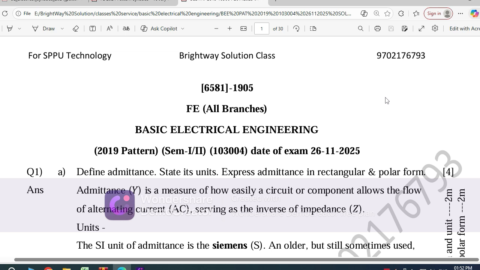I'm here giving you a solution of Basic Electrical Engineering. Date of exam: 26/11/2025, 2019 pattern. Here I'm discussing the first two questions of this paper. So let us start with the first question.